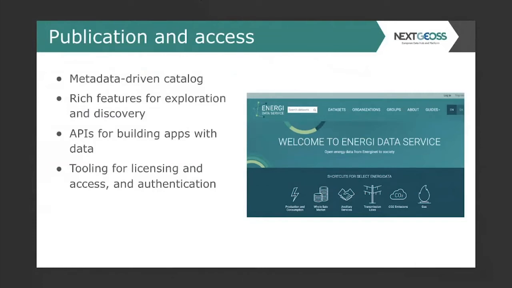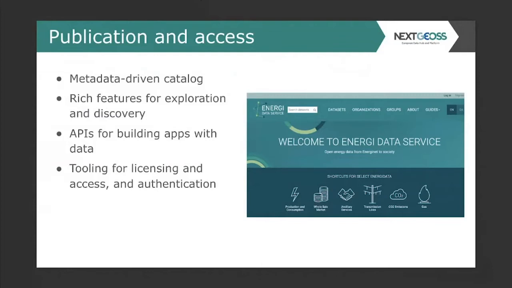Also, CKAN offers really rich APIs that enable web developers to build applications on top of the data that's within a data catalog. Those APIs can also be used for importing data into the catalog and for doing other types of transformations of data that sits in a given catalog. CKAN also offers some rich tooling around data licensing, access controls around data that's in a catalog, and authentication of users and permissions for users.